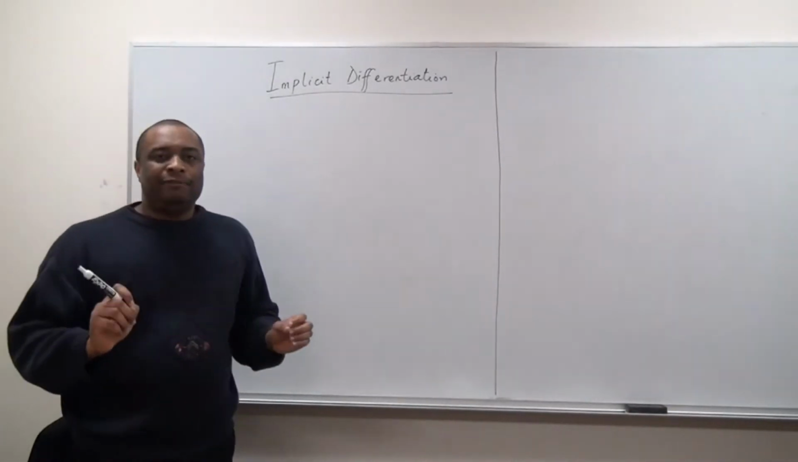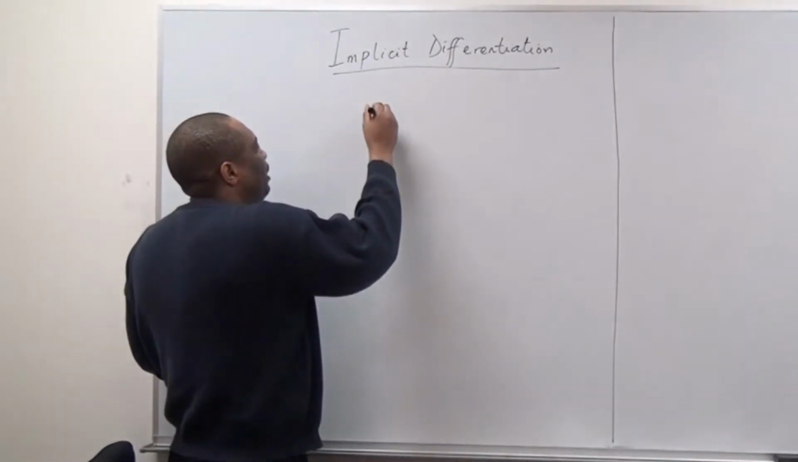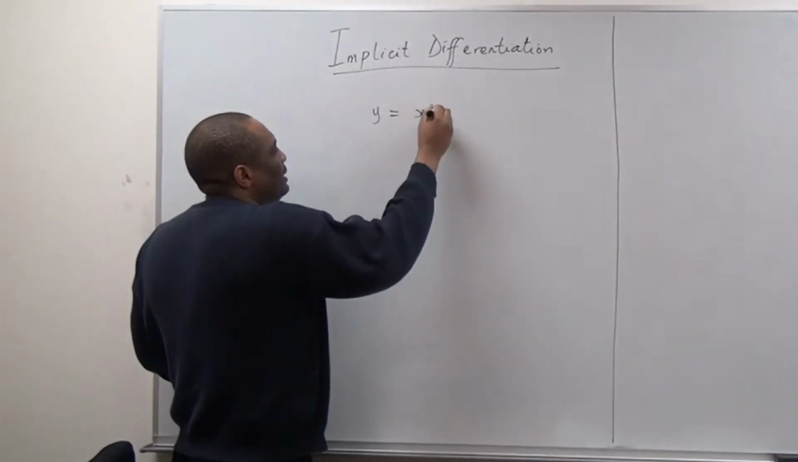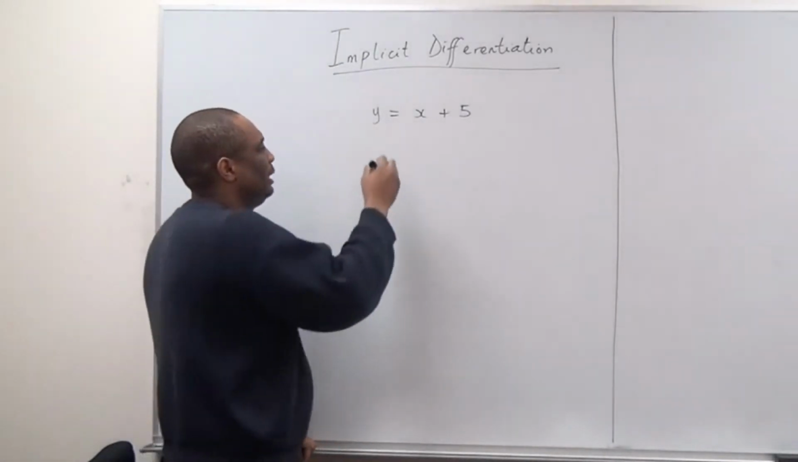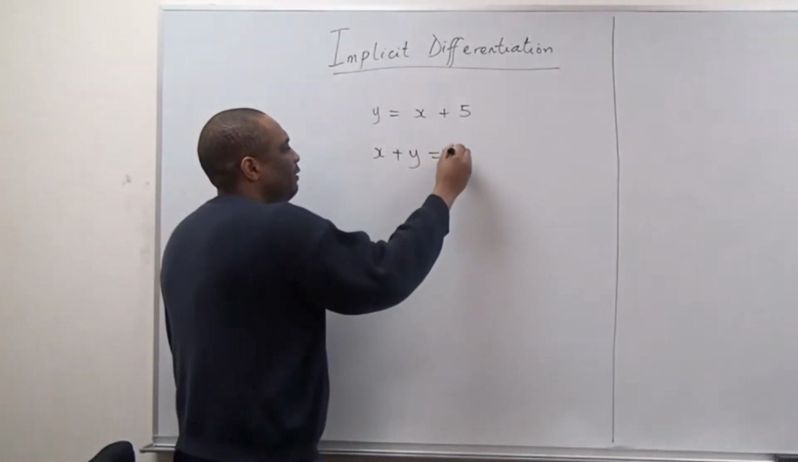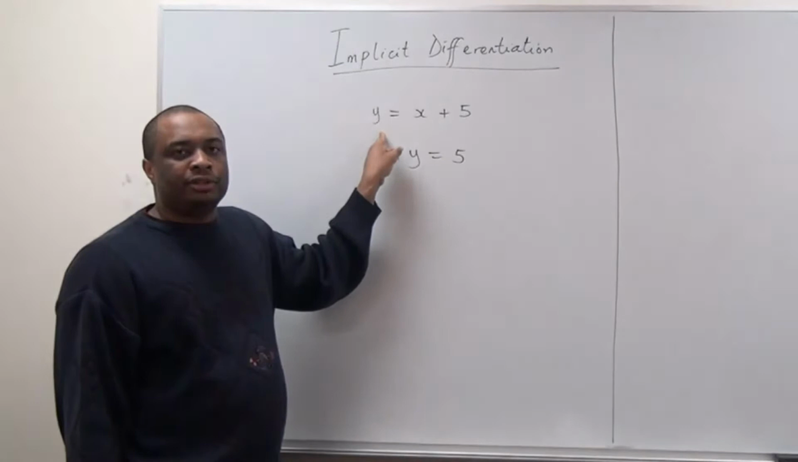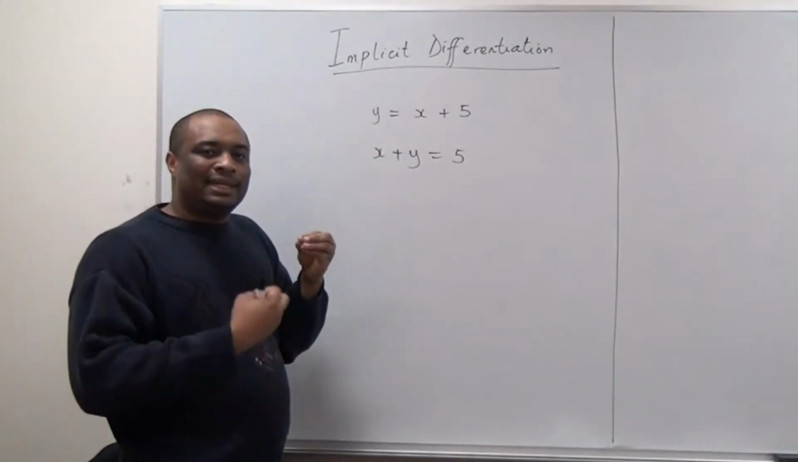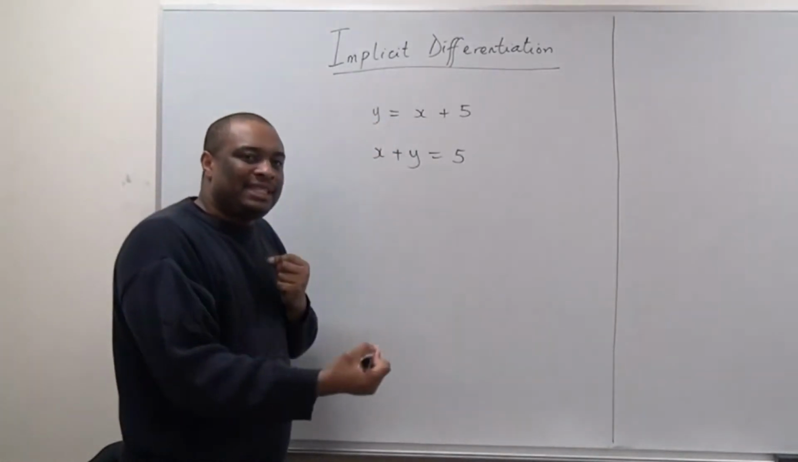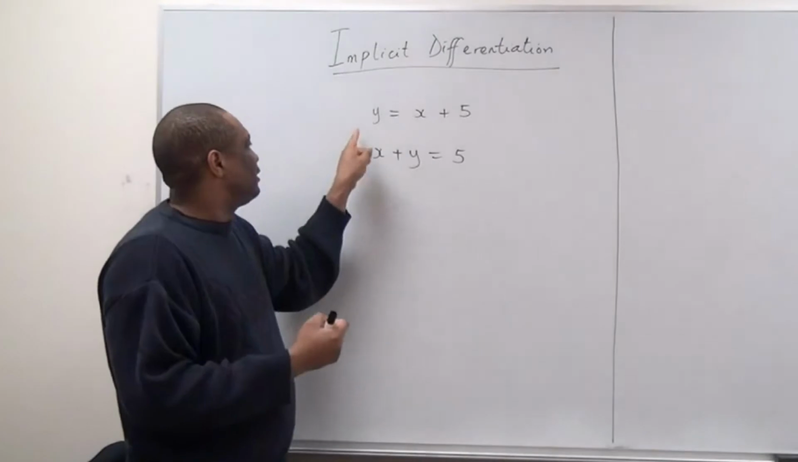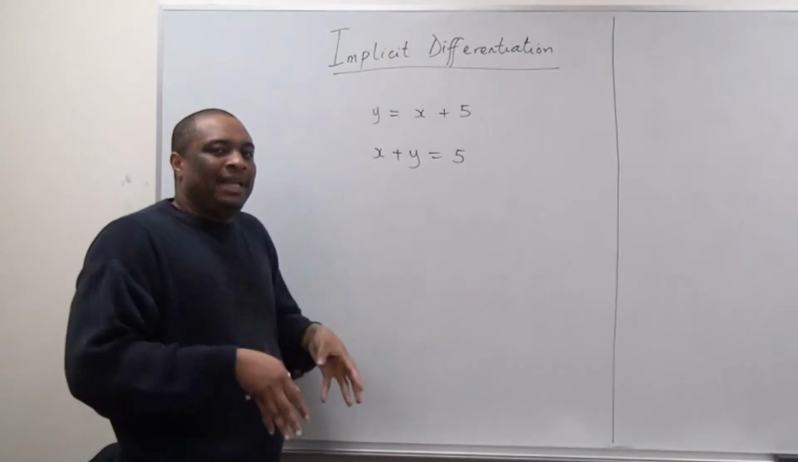What do we mean by implicit differentiation? Let me give you an example. If we have something like y equal to x plus 5, and then you have something again like x plus y equal to 5. Look at these two functions. In the first function, we see that y is expressed in terms of x. We say that y is expressed explicitly in terms of x, like y equal to. But here, you see that y and x are implicit.